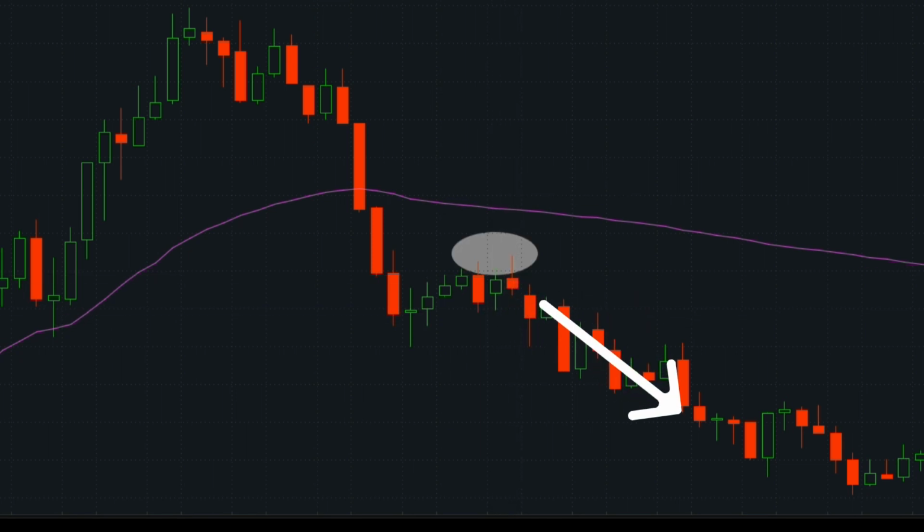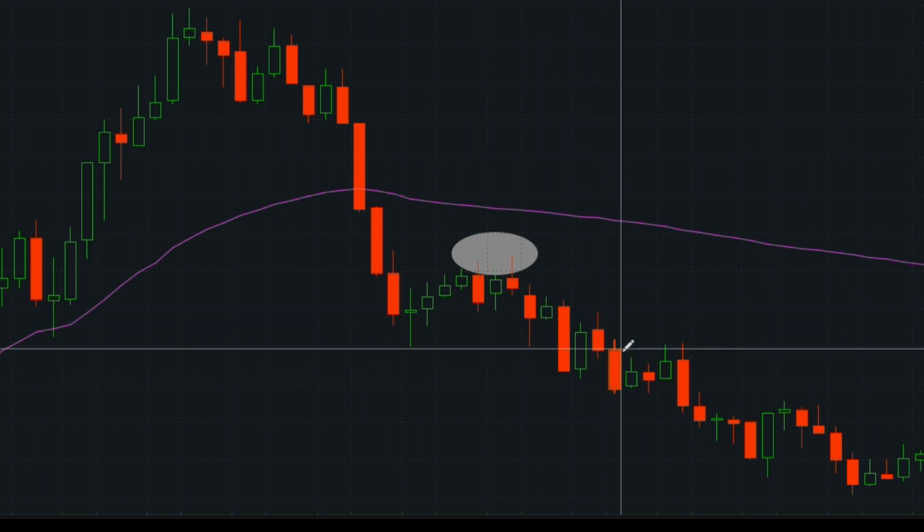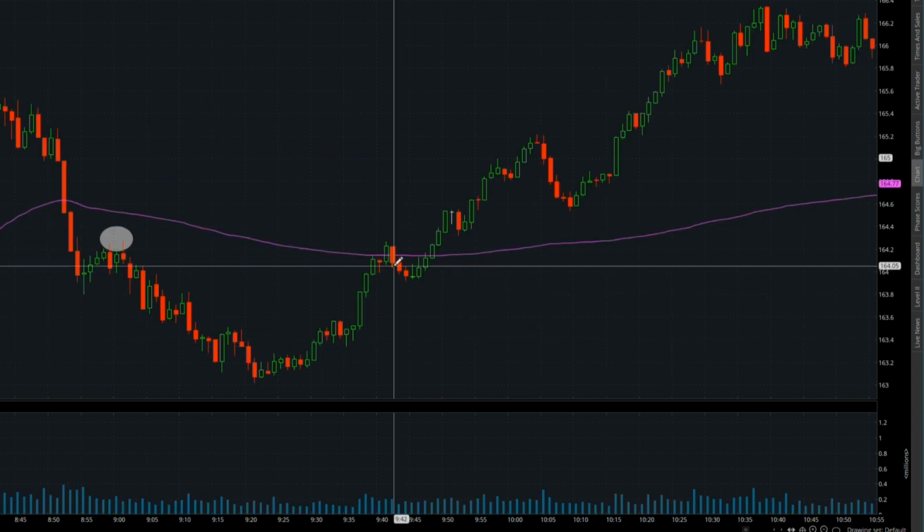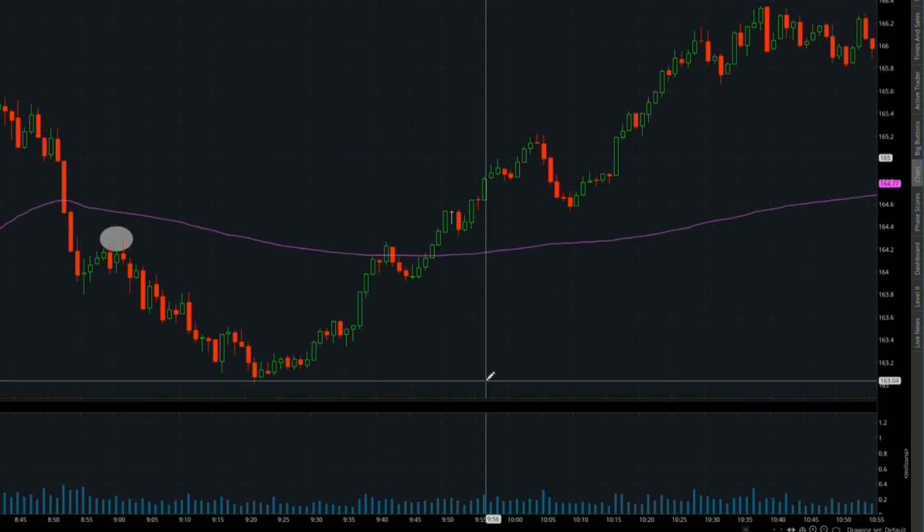What I generally like to do is short into these pops, cover at the bottom, short into the pop, cover at the bottom, and just rinse and repeat that until it stops working. It will eventually stop working. As you can see here, we eventually push back up, but if it works 4 out of 5 times, that's still 80% accuracy.